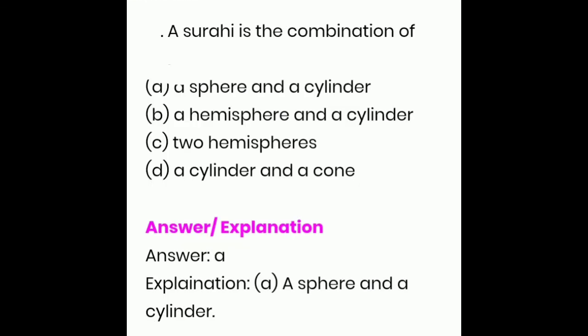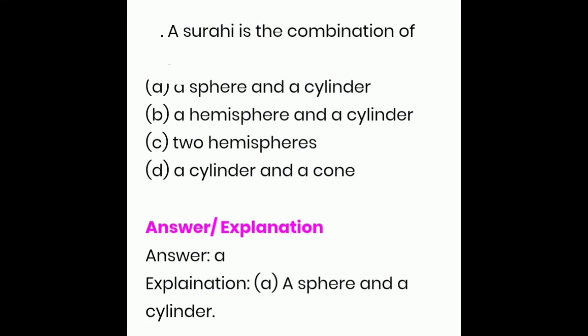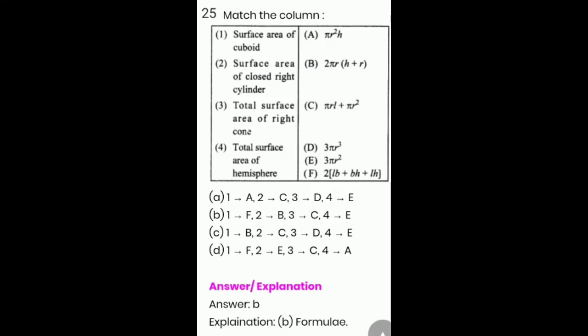Next, look at the 24th question. A surahi is the combination of, a surahi is nothing but a pot, a sphere and a cylindrical shape. Okay children. Next, match the following. So it is very simple. Based on the formula you can do it.